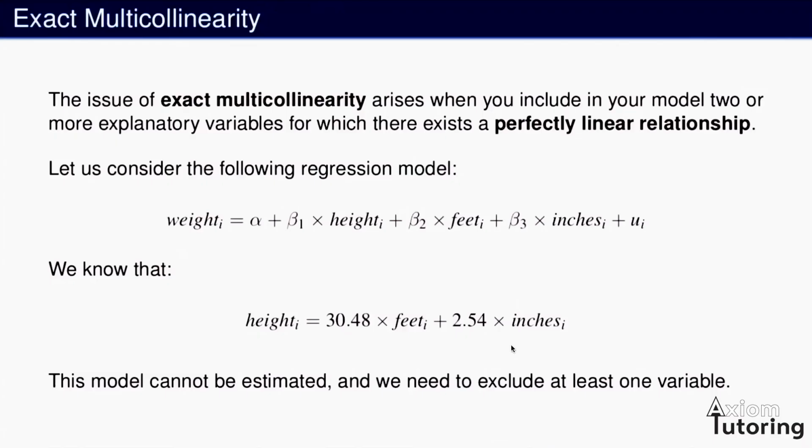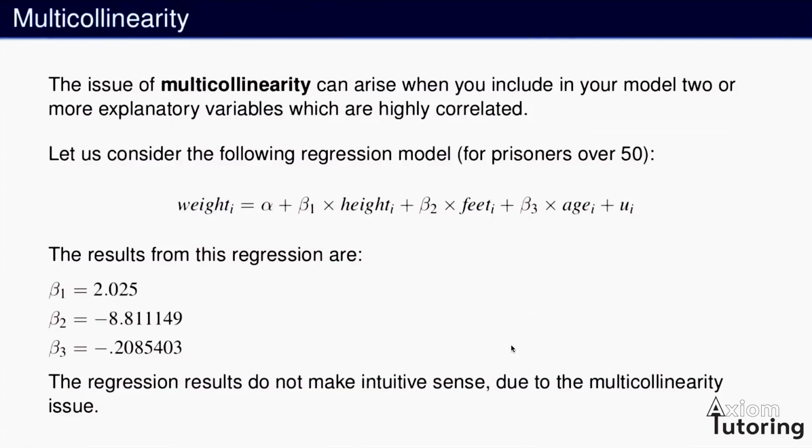But there's another problem that can crop up that can actually be a little bit harder to realize, and that's just the problem of multicollinearity. That's when you include in your model two or more explanatory variables which are highly correlated. This time around, they're not perfectly correlated, but they're just highly correlated. So let's consider the following regression model.